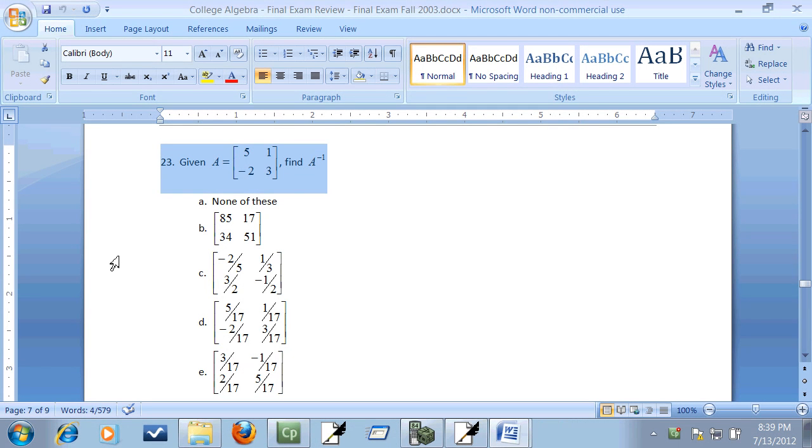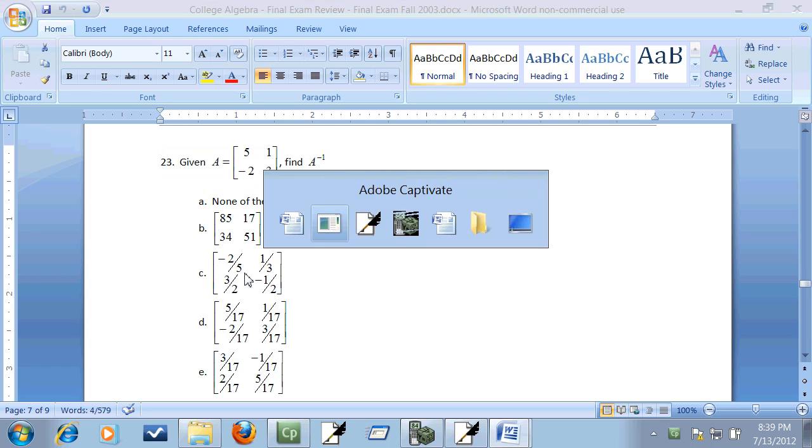Okay, number 23. This is given a matrix, a 2x2. We want to find its inverse. So let's first look at it the easy way on the calculator, and then I'll do it by hand.